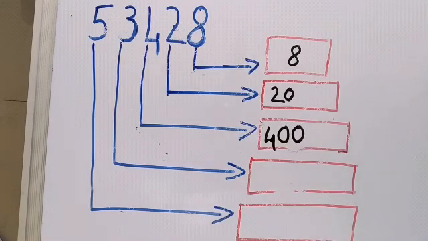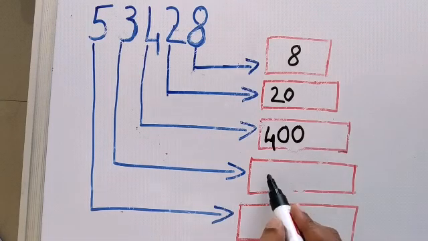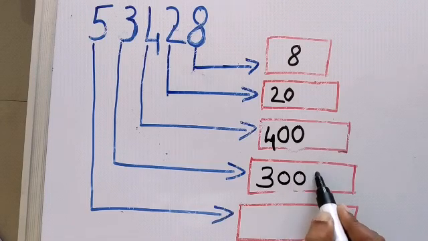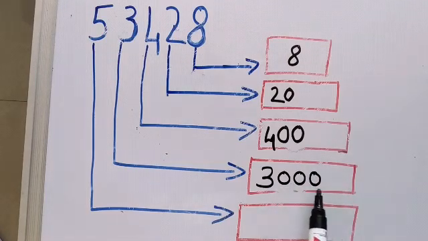400. And the digit 3, 3 is in which place, children? It is in the thousands place. So it is 3,000. The value of 3 is 3,000. See your zeros, children. 1, 2, 3.